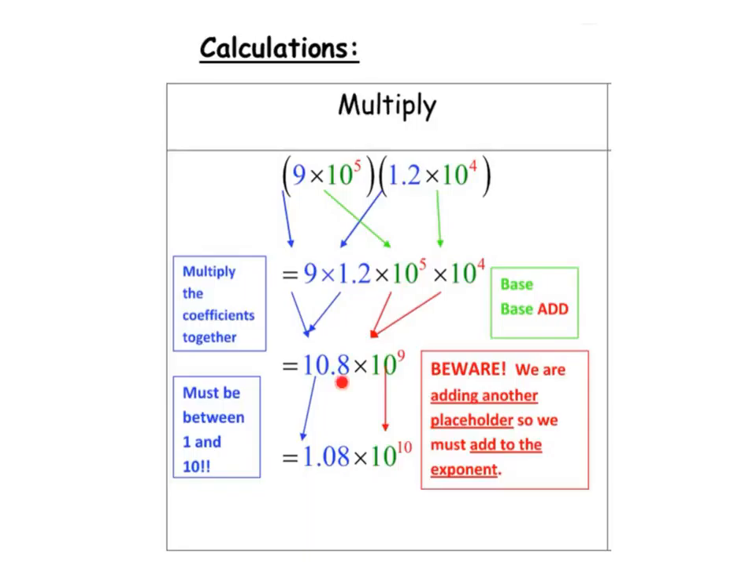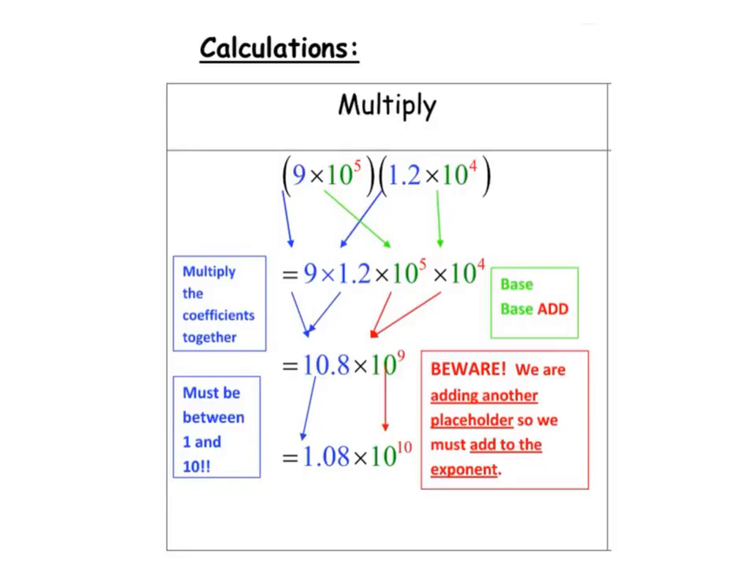Then you're going to have to change the 10.8 into proper scientific notation. The decimal has to be after the first digit, so it has to be a number between 1 and 10. This number is greater than 10. So when I move the decimal over one place to the left, then I add 1 to the exponent. To summarize, multiply the coefficients together, multiply the powers together. Remember, when you have the same base, you add the exponents. And because we are moving the decimal over to the left, I add 1 to the exponent.